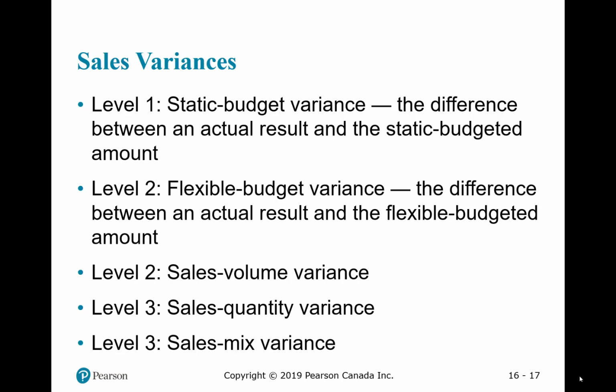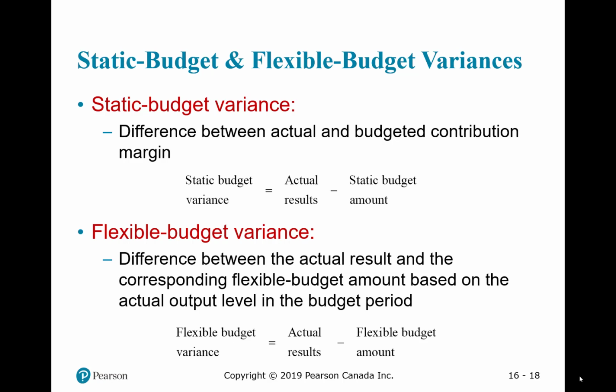I leave it to you guys to go and read about the flexible budget if you don't remember it. At level 2, you've also got the sales volume variance. And then drilling down from there, you've got your sales quantity and sales mix variances as well. There are level 4 variances, which we'll talk about in a few minutes here. Okay, looking at your static budget variance, it's your actual result minus the static budgeted amount. And your flexible budget variance is your actual result minus the flexible budgeted amount.